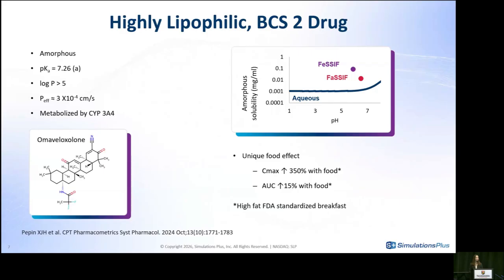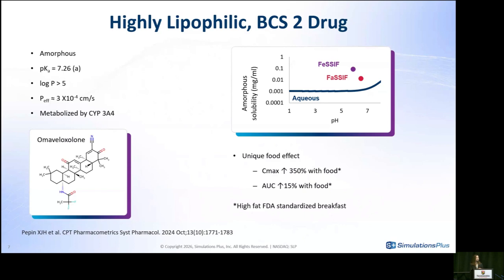Omaveloxolone is a highly lipophilic BCS2 drug. The most important things to know for this case study are that this was dosed in the amorphous form and that the amorphous solubility is relatively independent of pH. However, this drug is highly solubilized in bile salt micelles, so that's very important. The other thing I'd like to point out is that this drug is metabolized by CYP3A4 in the gut and liver. And then finally, it has a unique food effect.